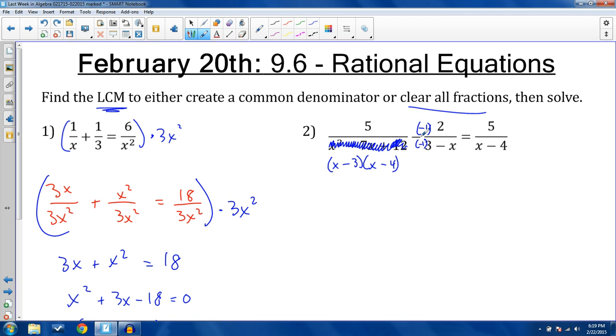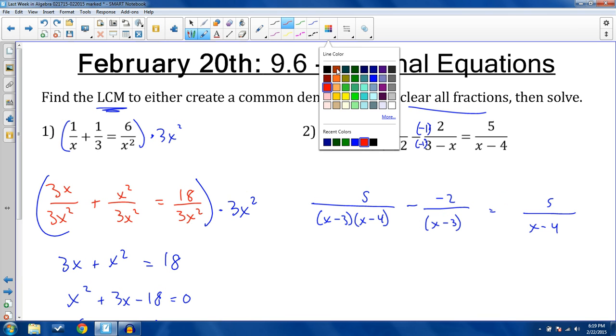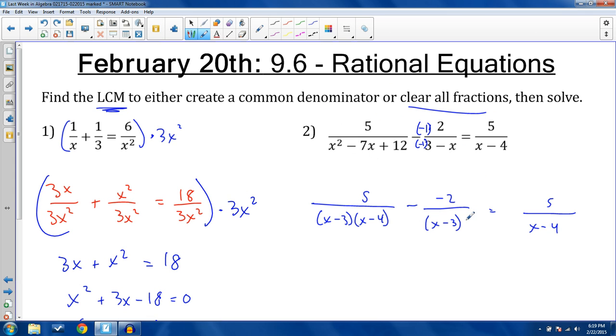You know what, here, let's just rewrite this. 5 over x minus 3 times x minus 4. If we multiply top and bottom by negative 1 over negative 1, then we'll get minus negative 2 over x minus 3. And this one equals 5 over x minus 4. Okay. Looks like this one's missing a multiple of x minus 4. So let's get that multiplied there. And this one's missing a multiple of x minus 3. So let's multiply that there.